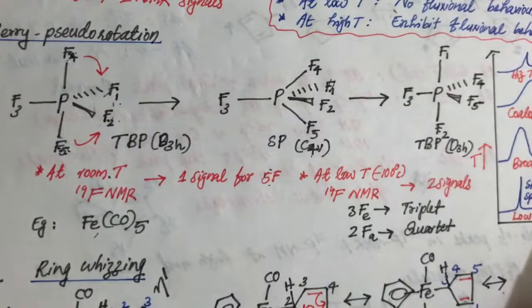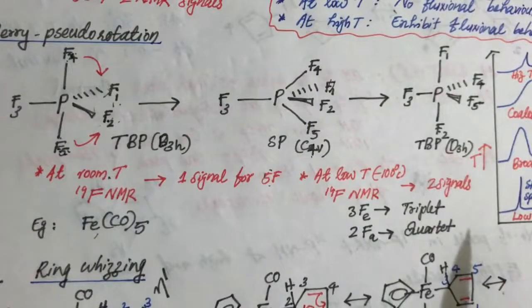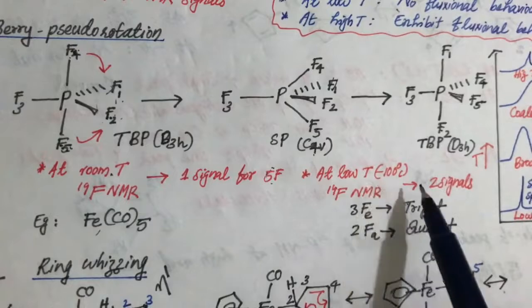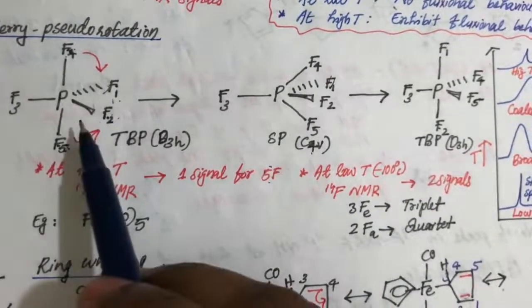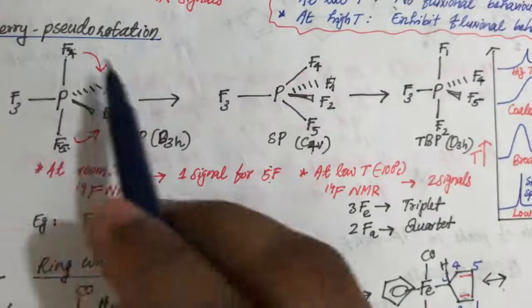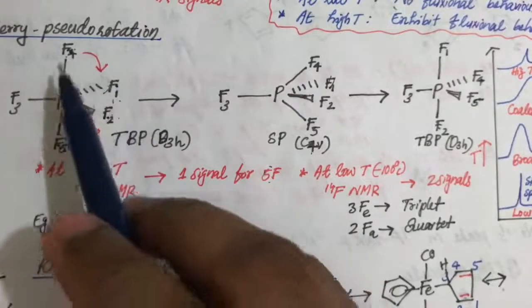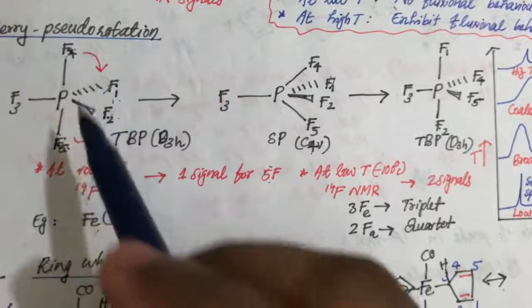Now how can we analyze this molecule by means of NMR? What will happen at a high temperature, and what will happen at a low temperature? For this molecule, the high temperature is room temperature and the low temperature is minus 10 degrees Celsius. First we will move on to high temperature. We know that at a high temperature fluxional behavior takes place, that is Berry pseudo rotation takes place.